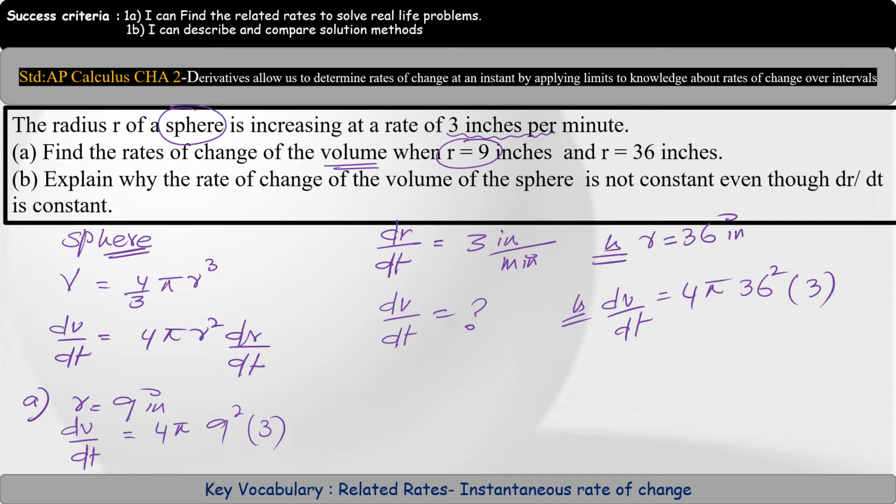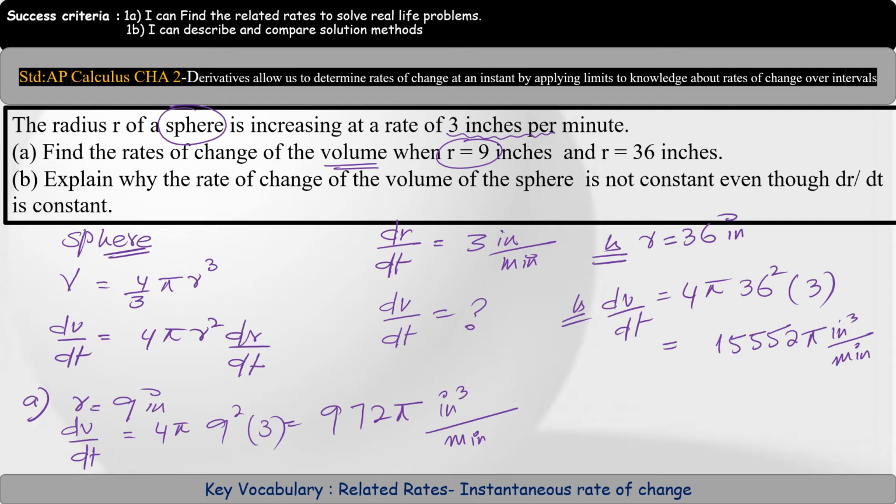You will get here 972 pi. Since it is dV by dt, you will have inch cube per minute. Now solve the second equation where r equals 36. So on replacing 36, you will get 15,552 pi, again inch cube per minute.